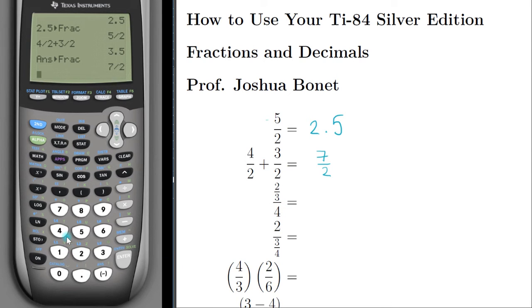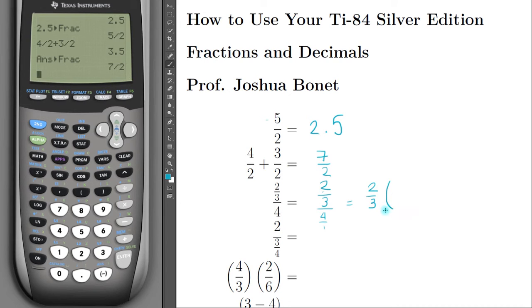2/3 divided by 4. If I were to solve this mathematically, then I have to make 4 into a fraction by dividing by 1. And then we multiply by the reciprocal of the denominator, which is 1 over 4, which gives you 2 over 12, which simplifies to 1/6.